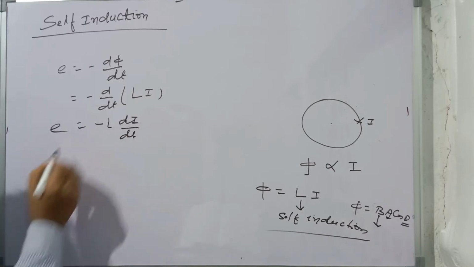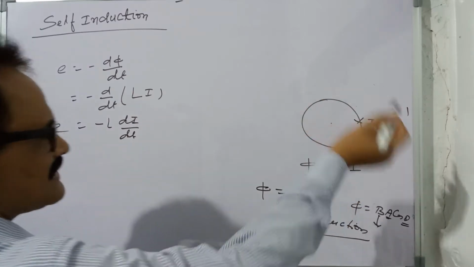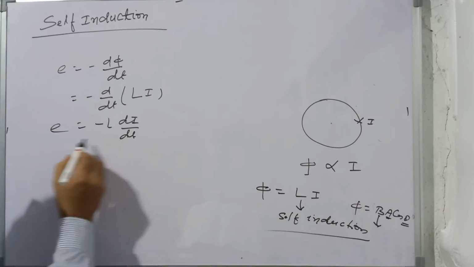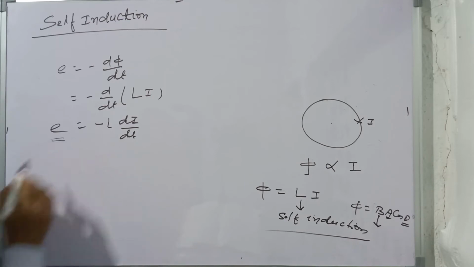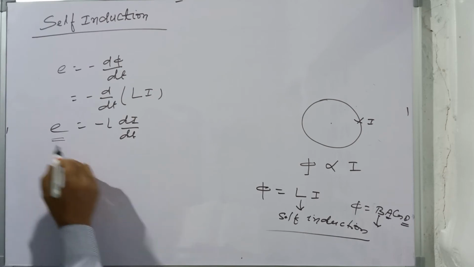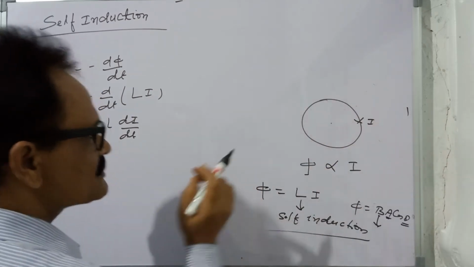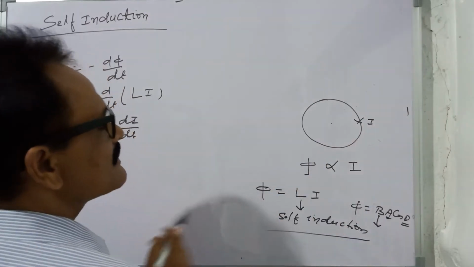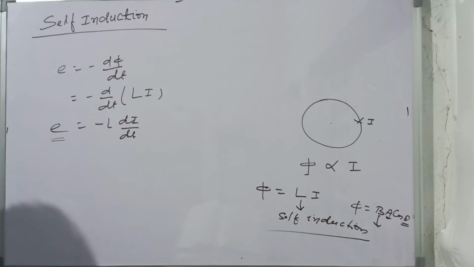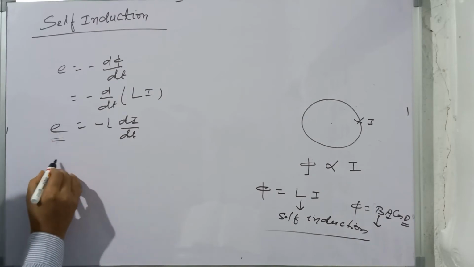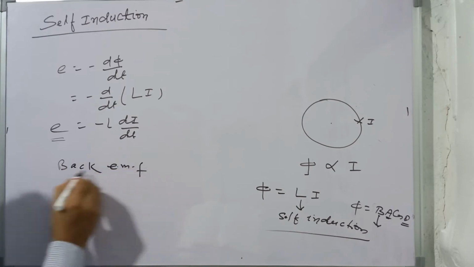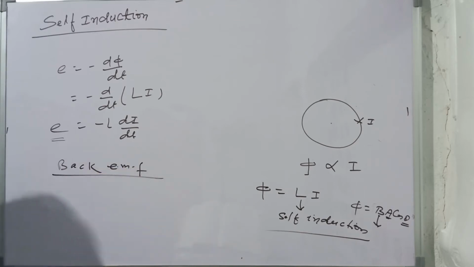And thus we can say that if there is a change in I in this loop, there will be an induction of EMF, and according to Lenz's law, this EMF is opposite to its cause, and the cause is the changing electric current. So the EMF will tend to reduce this electric current, and so this EMF is known as back EMF. इसलिए इसको हम लोग कहते हैं बैक EMF.